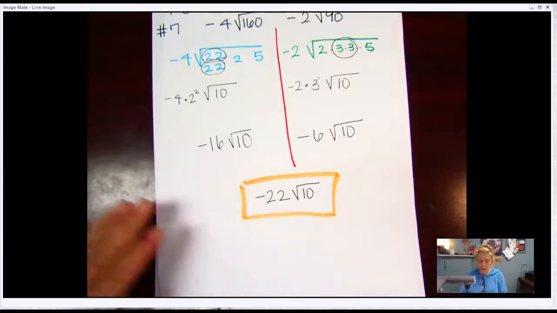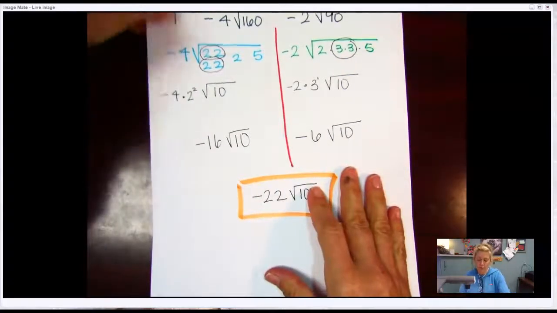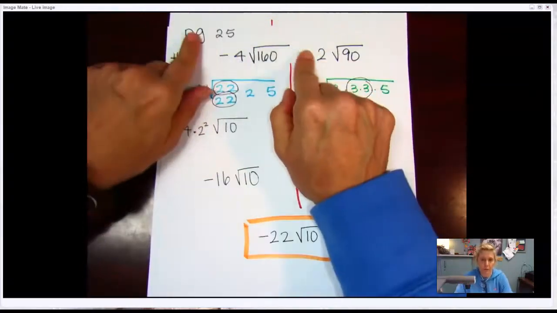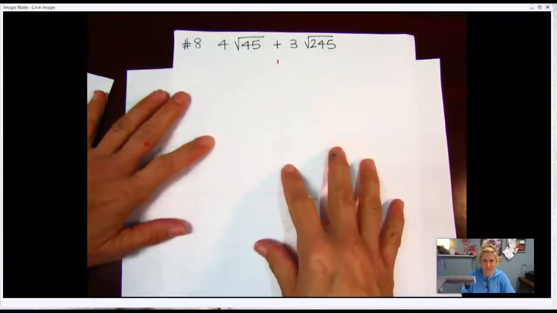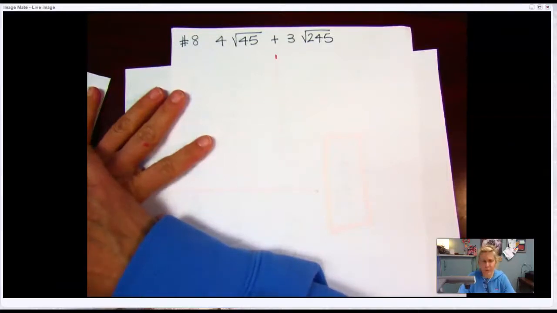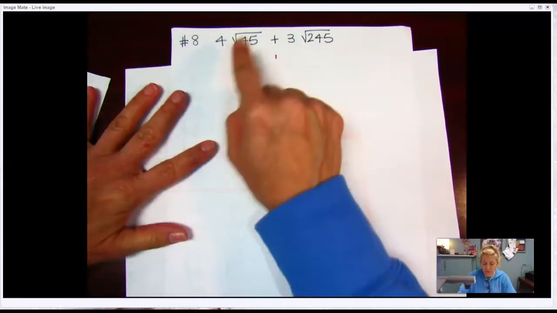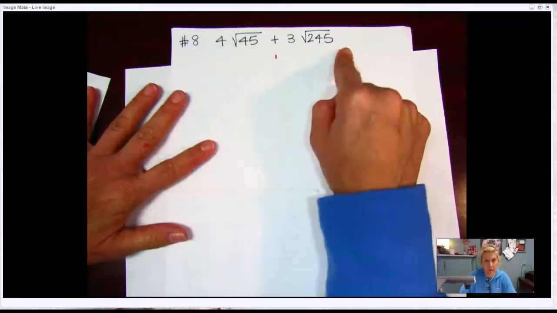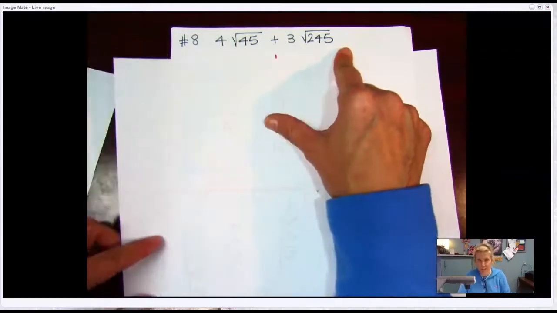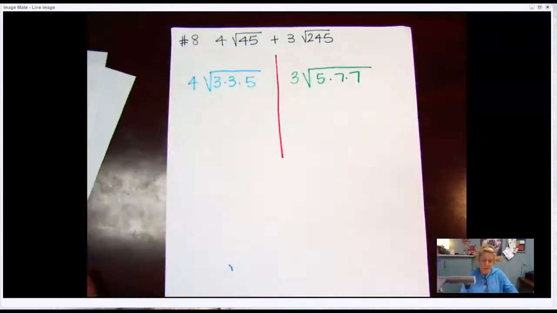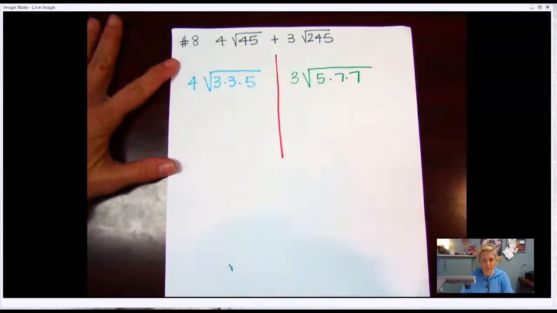Okay, let's take a look at number 8. So for number 8, we are going to have this problem right here, which is off the screen. There we go. 4 square roots of 45 plus 3 square roots of 245. Remember, the first thing you need to do is prime factor whatever is underneath the square root symbol. So this is what we're going to end up with here.